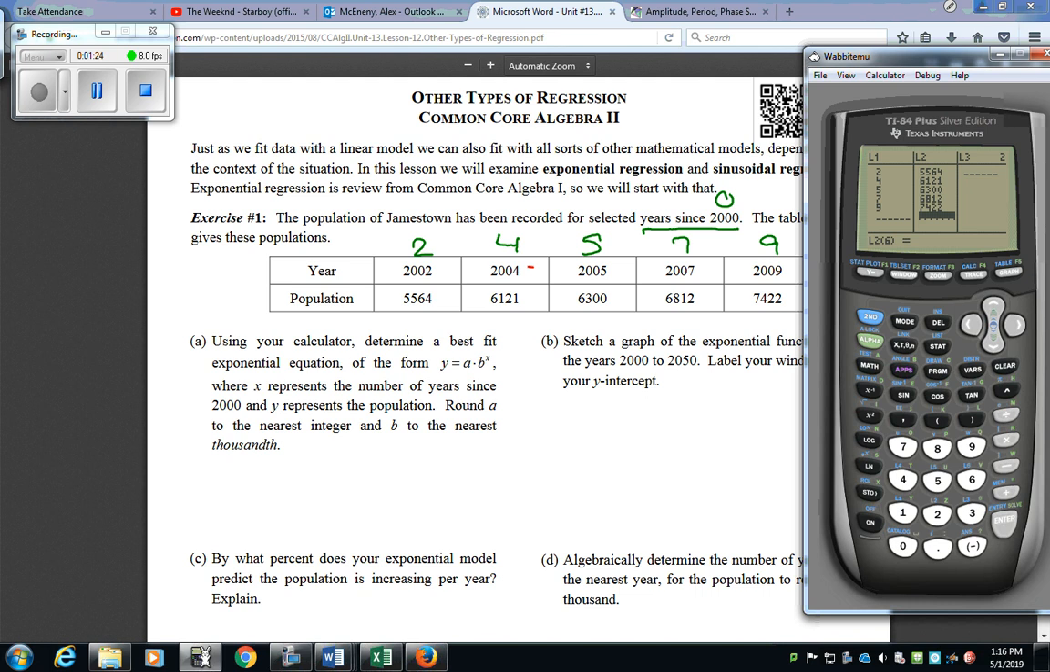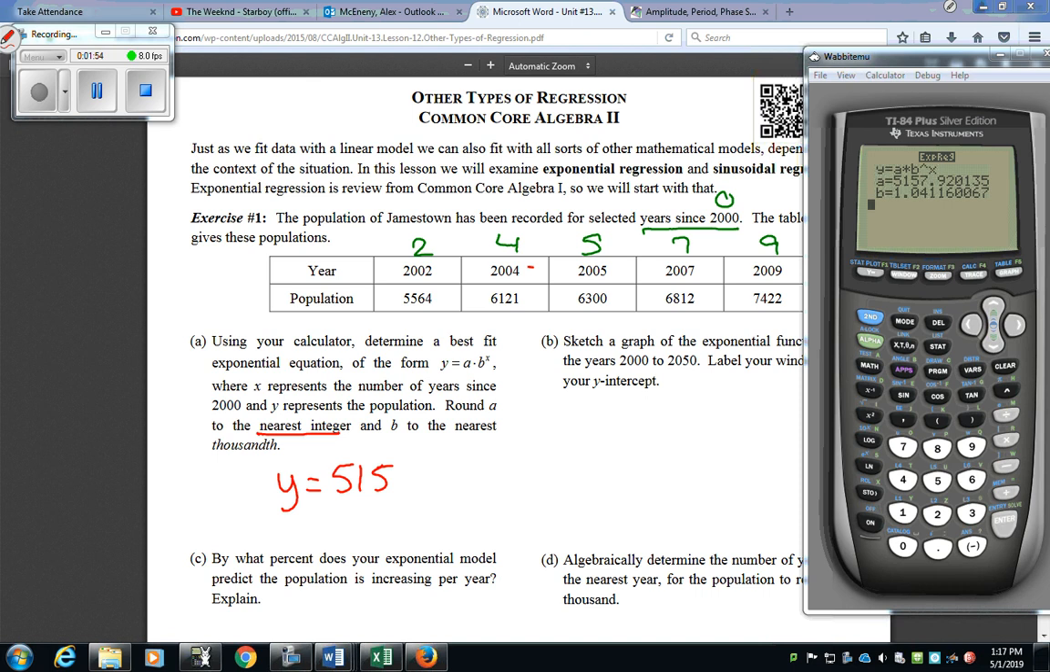So I'm going to go to my regression models by hitting stat, right arrow, and then I'm going to go down to 0, which is ExpReg, exponential regression. Hit enter. Go down to calculate. In this case, it says they want us to round a to the nearest integer and b to the nearest thousandth. So I'm going to round a to the nearest integer. So my equation is going to be y equals 5157.9. So it would be 5158.